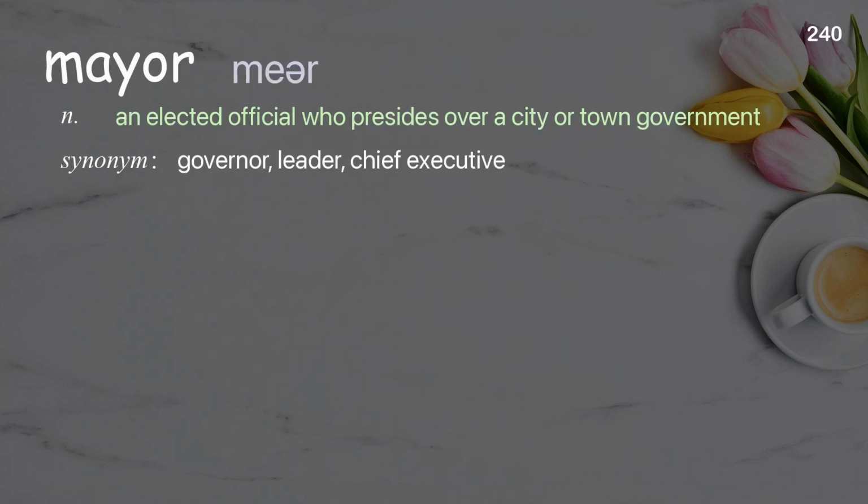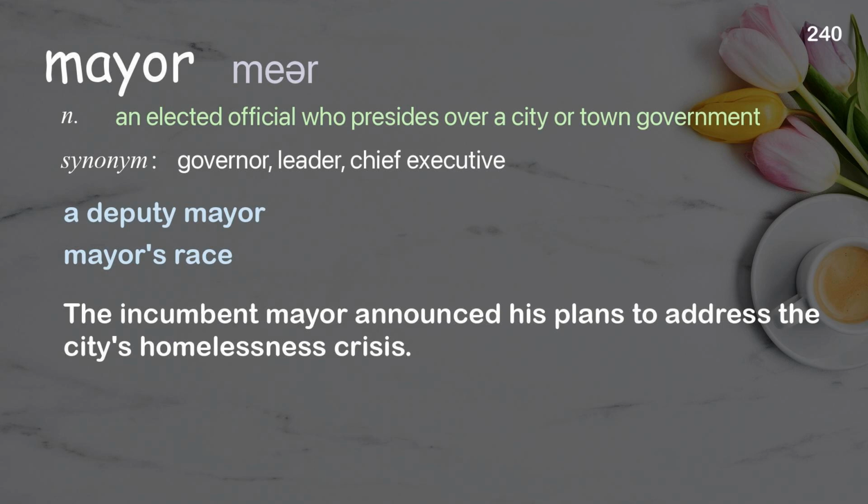Mayor. An elected official who presides over a city or town government. Examples: A deputy mayor. Mayor's race. The incumbent mayor announced his plans to address the city's homelessness crisis.